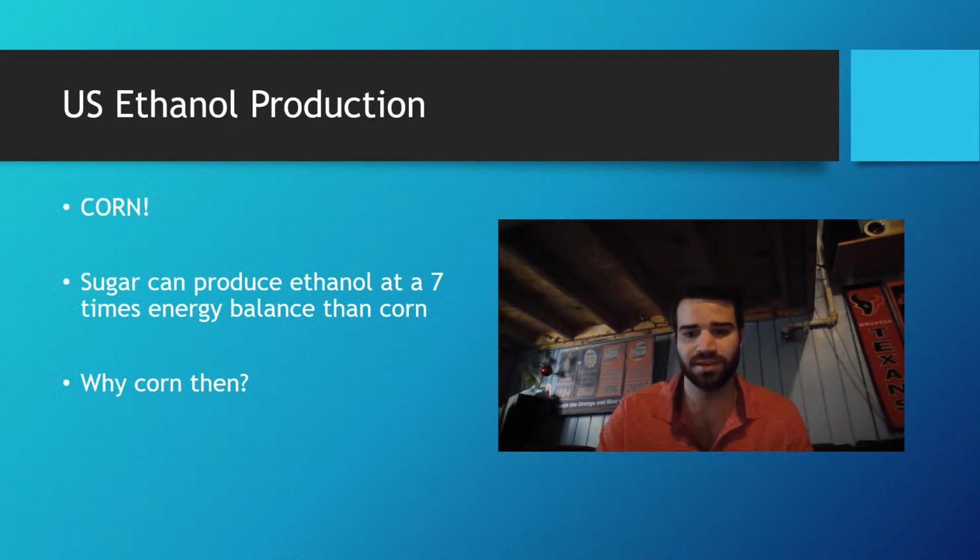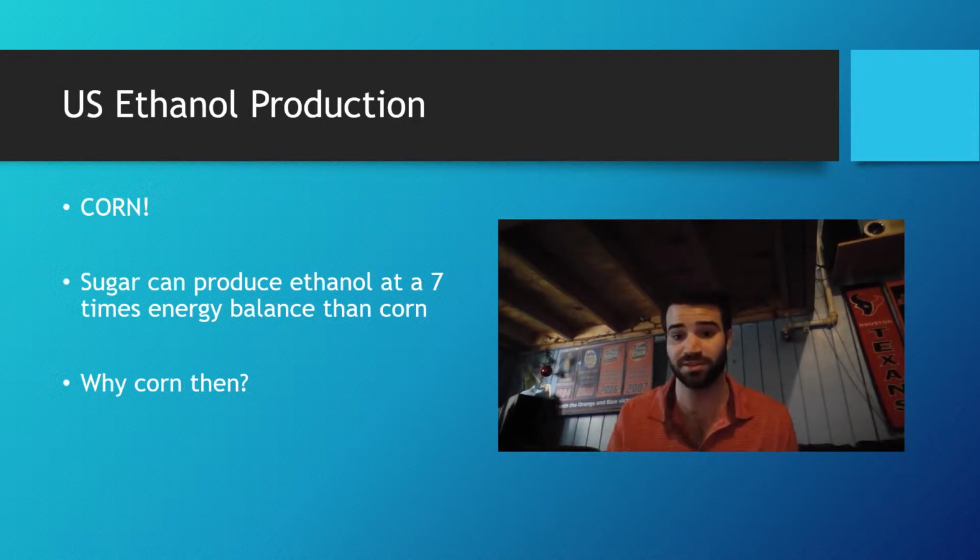Looking at the history of ethanol production in the United States, we produce almost all of our ethanol from corn. Looking at it from a scientific point of view, it's been proven that sugarcane actually has an energy balance that is 7 times greater than that of corn in terms of producing ethanol. Basically, what that means is you can produce much more ethanol per pound of sugar than you can of corn. This is because only 50% of the corn, the part that's made of starch, is actually able to be used to create ethanol. So you're probably thinking to yourself, why do we use corn to make our ethanol then?